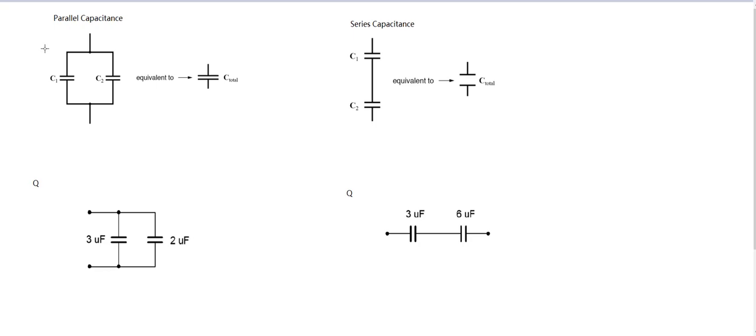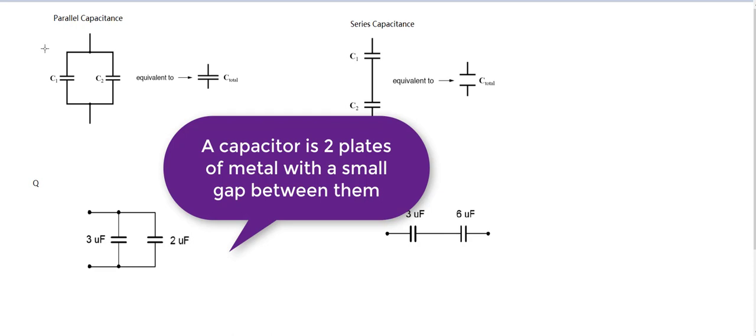They are essentially two plates. A capacitor is two plates of metal, and when the current flows in the capacitor, it charges. It builds charge, and that building of charge essentially makes a miniature battery.